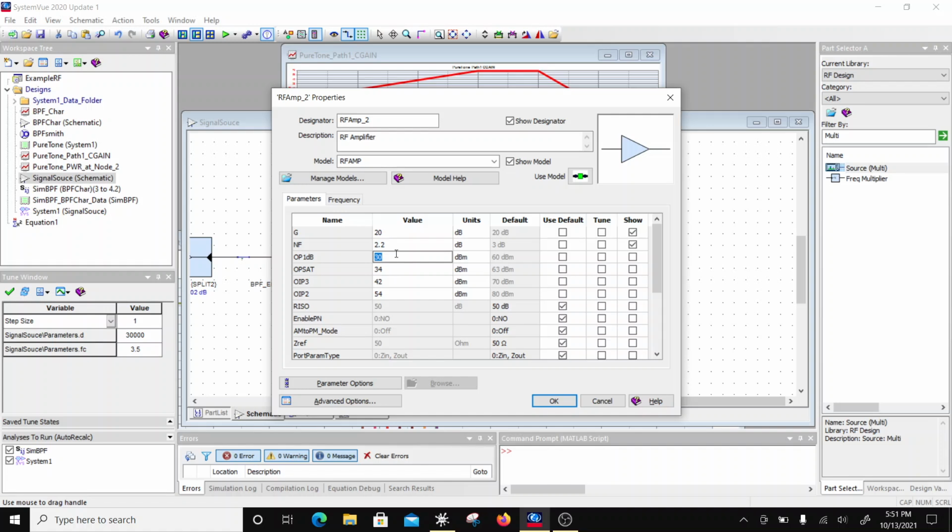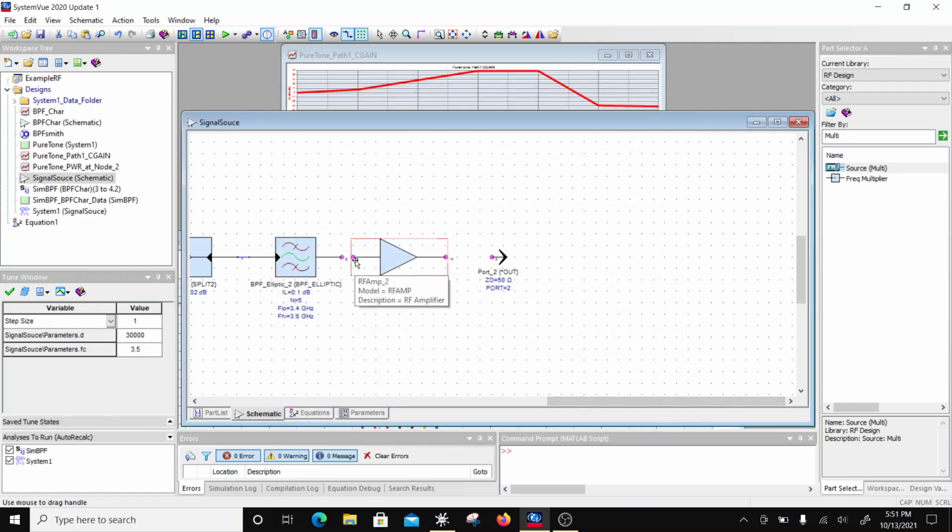So that will bring in plus 10 as 1 dB compression, and the saturation power will be 4 dB to 5 dB over that, and TOI would be 12 dB above that, so that will be 22, and then another 12 dB will be 34. That will be the SOI. Okay, so that will be this scenario. So we have here the LNA.